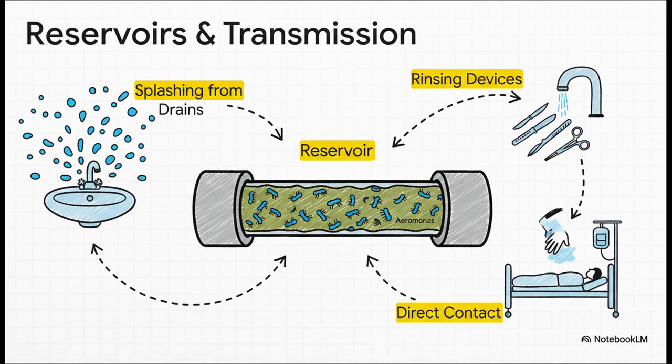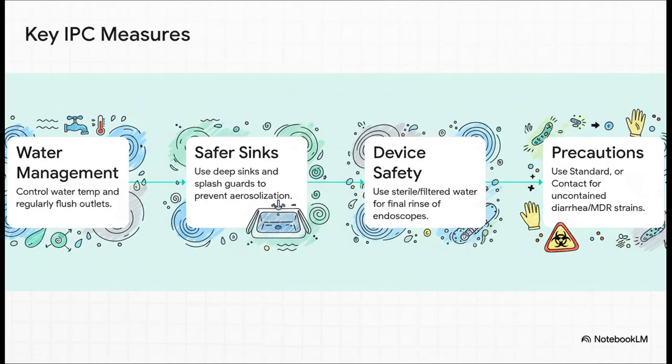And the way it spreads is scarily simple. A splash from a contaminated drain onto a sterile field, using tap water to rinse a medical device, or even just direct contact. So what's the battle plan? Well, it's really a multi-pronged attack. It starts with a solid water management program, controlling temperatures and flushing outlets to prevent stagnation.